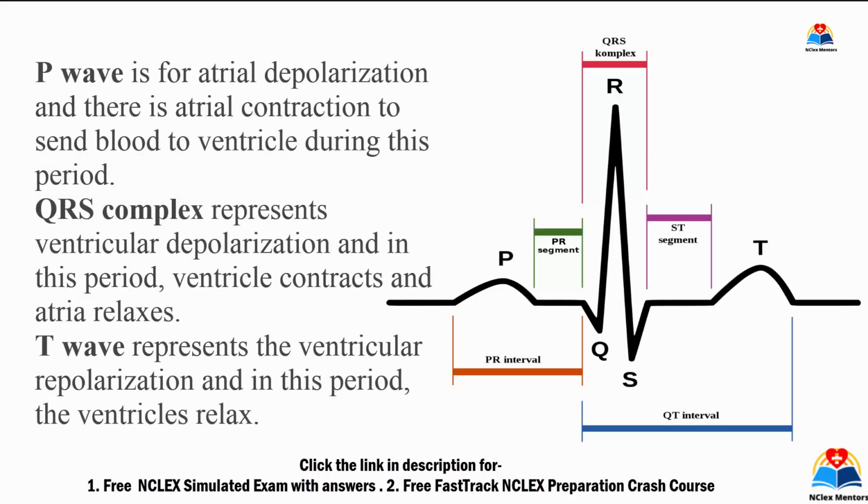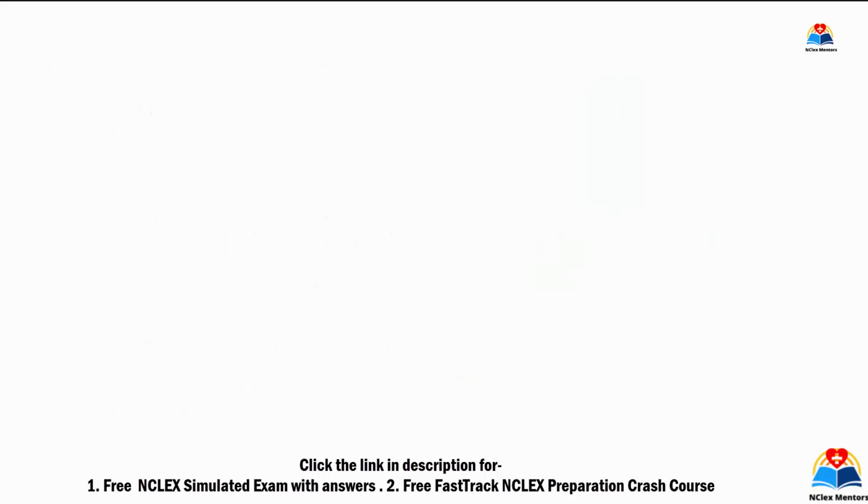So, let's revise in short what we learnt so far. The P wave is for atrial depolarization, and there is atrial contraction to send blood to the ventricle during this period. The QRS complex represents ventricular depolarization, and in this period, the ventricles contract and the atria relax. The T wave represents ventricular repolarization, and in this period, the ventricles simply relax.